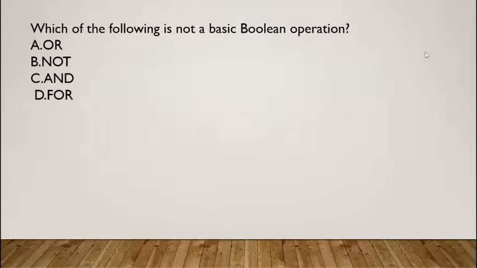Which of the following is not a basic Boolean operation? The answer is FORGET. There is nothing like forget, so the answer would be 4. This is a very simple question. This was taken from SBI PO Mains itself, of 2015.